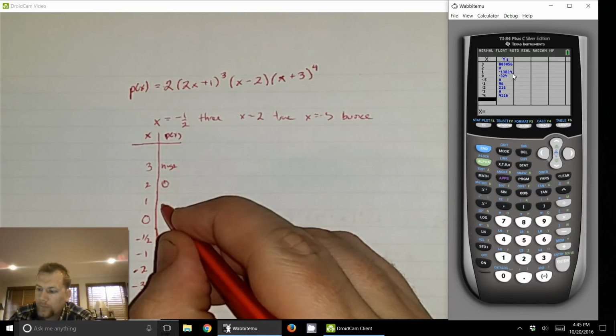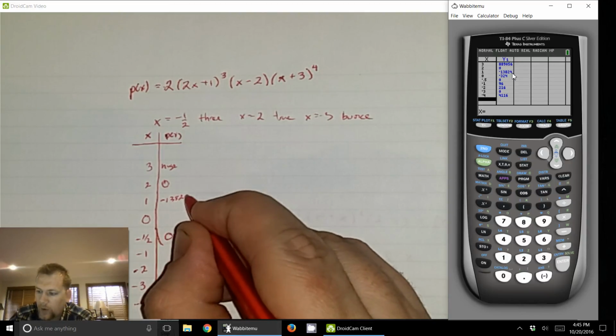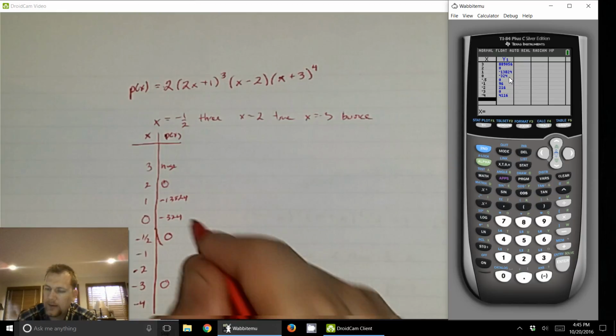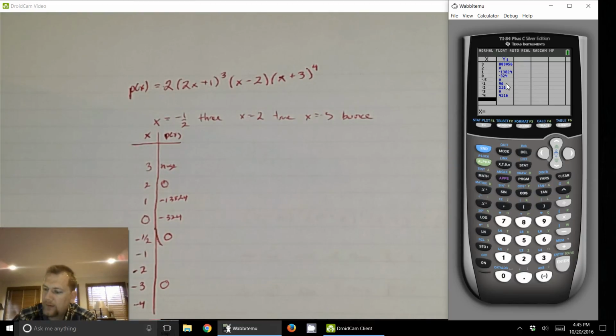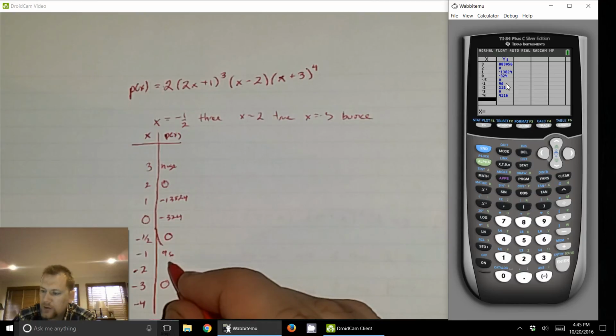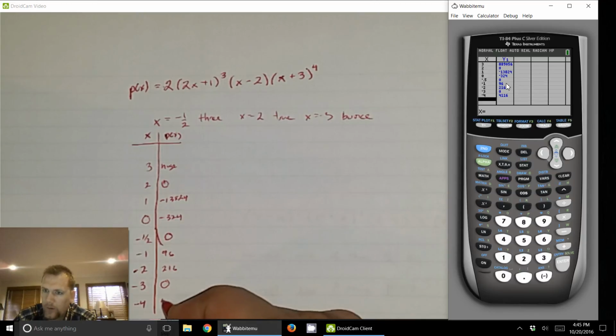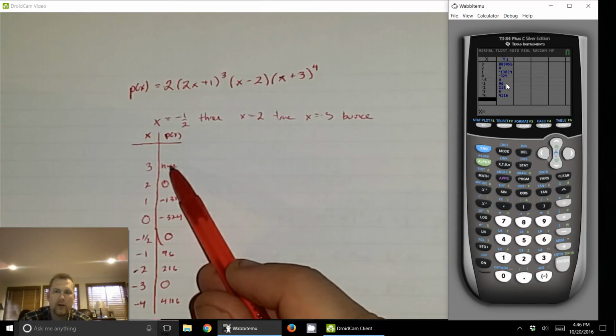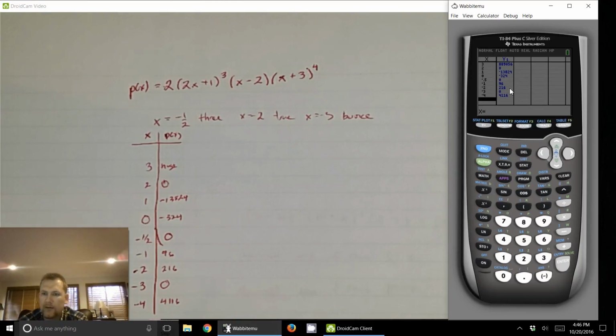So negative 13,824. Then this one's not so crazy. And then this is 96, 216, and then 41, 16. Now we have to choose, like if we try to capture the whole thing and all of its wild gyrations, it's going to look stupid. All right, we have to choose a reasonable range. That's why I'm just totally ignoring this 3, because it's going off to infinity so quickly that, you know, it's a problem.